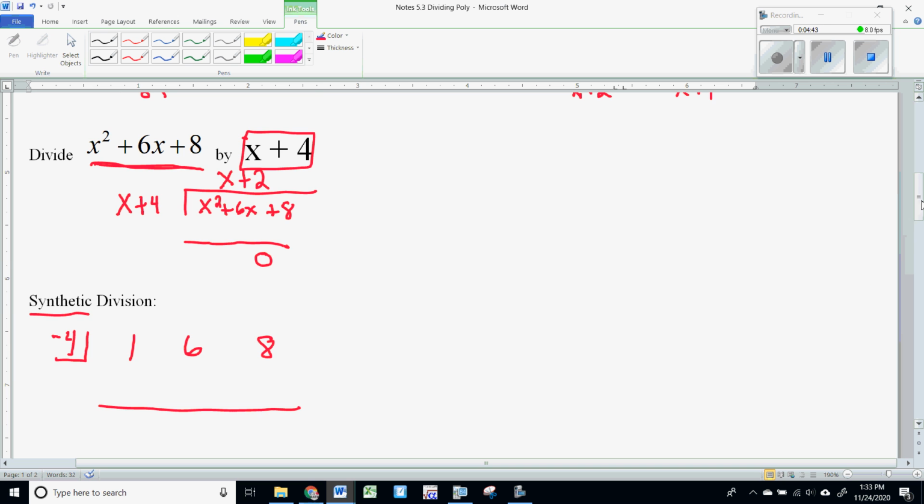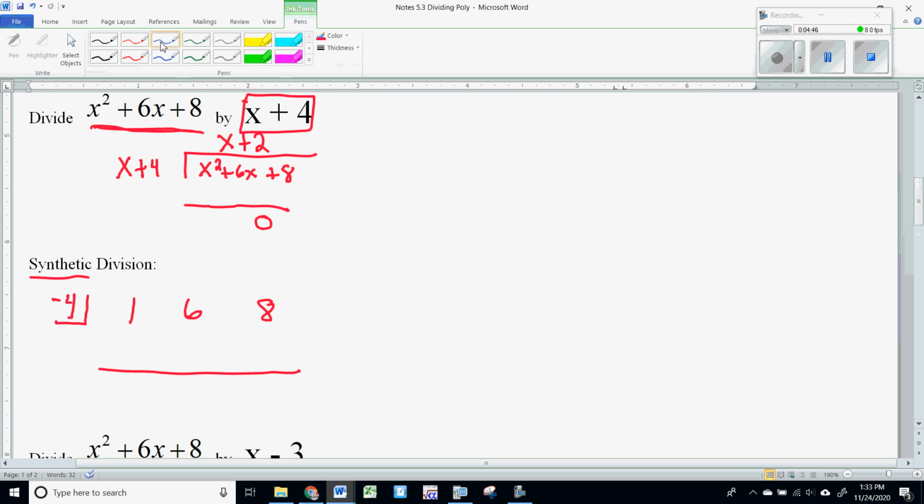Now this is how we do synthetic division. I'm going to start off by just dropping this 1 straight down. Then we're going to take negative 4 times 1, and that gives us negative 4. Then we're going to add those two. 6 plus negative 4 is 2. Then we're going to take negative 4 times 2, and write that here, which is negative 8. We're going to add those, and we're going to get 0.